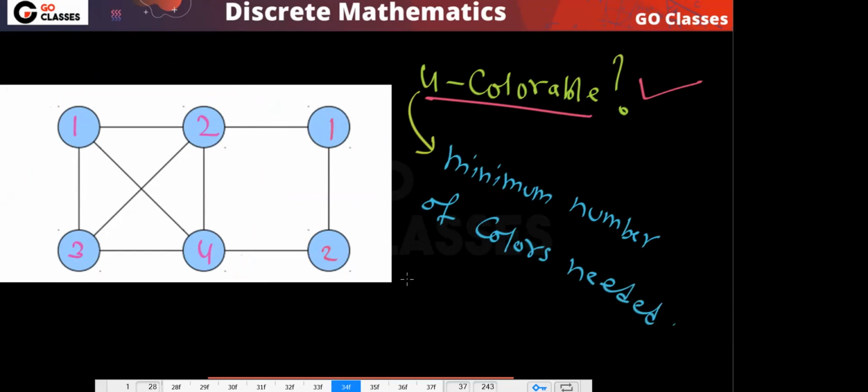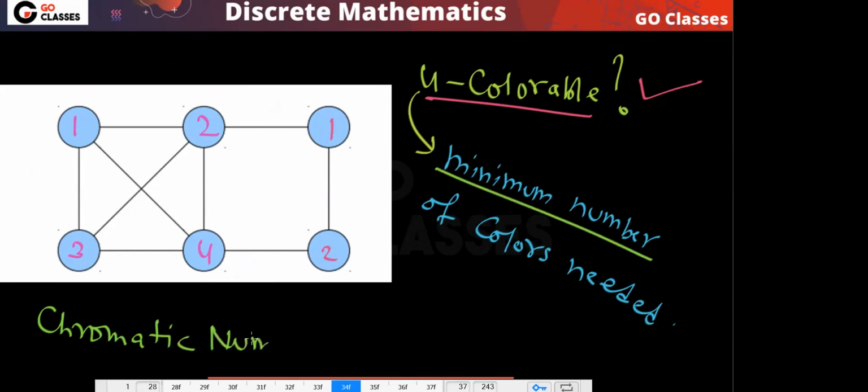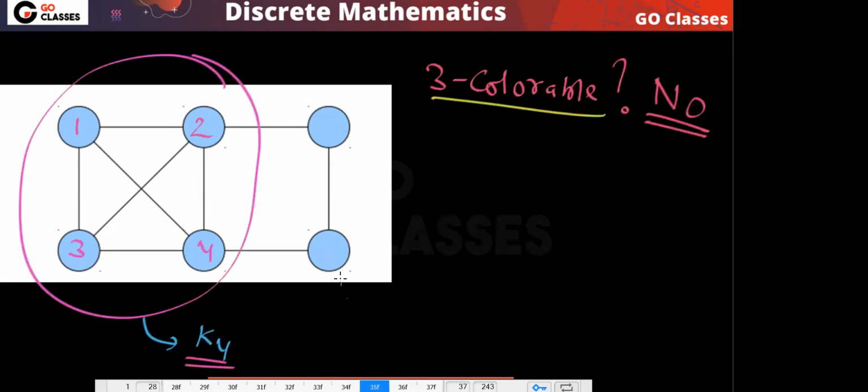So this 4 is basically called the chromatic number. Chromatic number means minimum how many colors you need. So this 4 is your chromatic number. So what is chromatic number? Chromatic number is 4 and the symbol is zeta. Okay, so this is the symbol. So what is the name of this symbol? The name of this symbol is zeta.